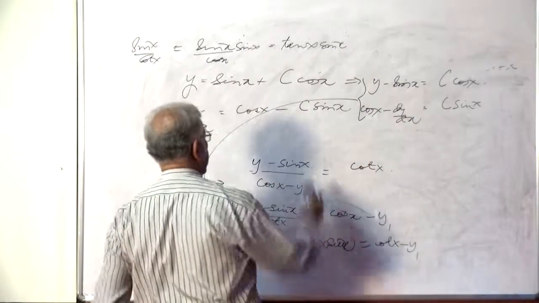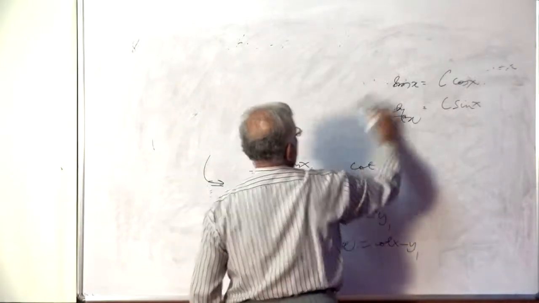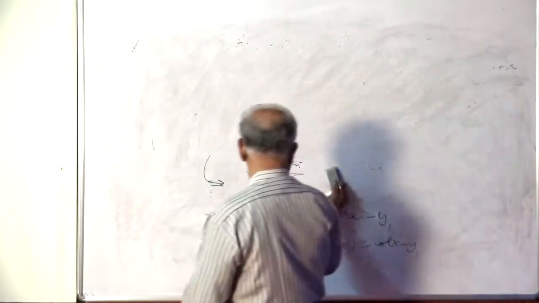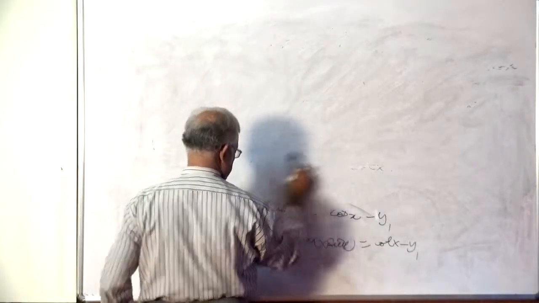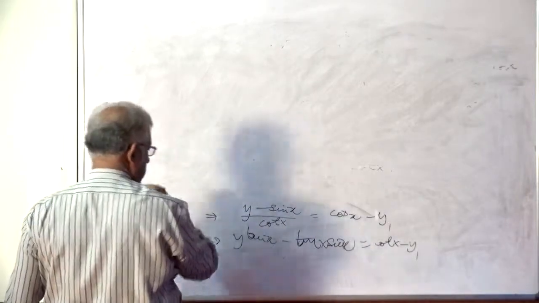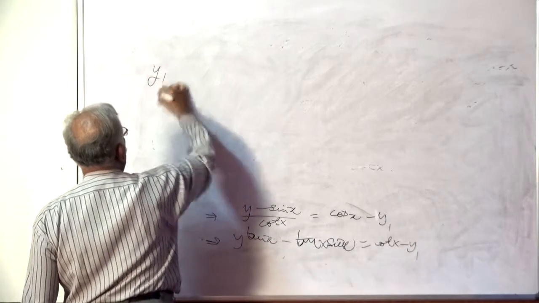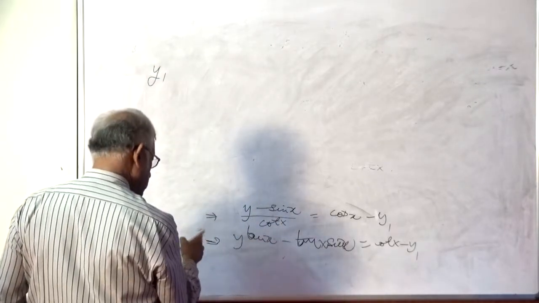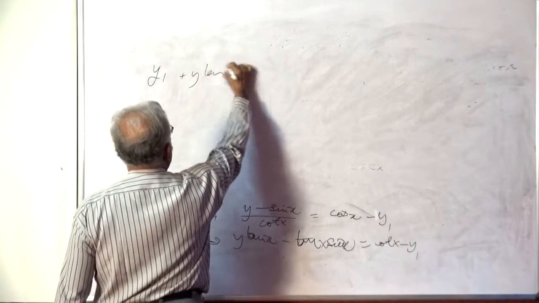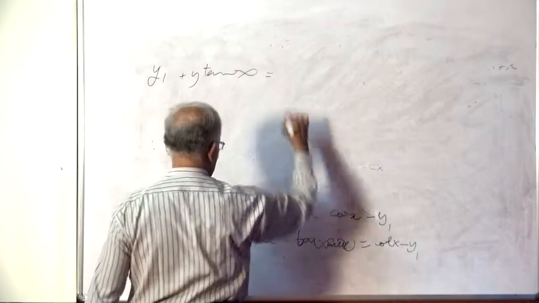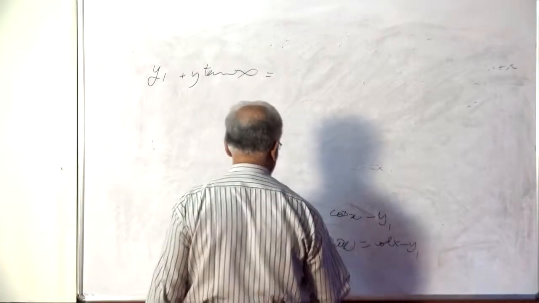We'll take this up and write it on top. This can be rubbed out now. We'll write y1 plus y tan x is equal to cos x plus tan x sin x, which is sec x.